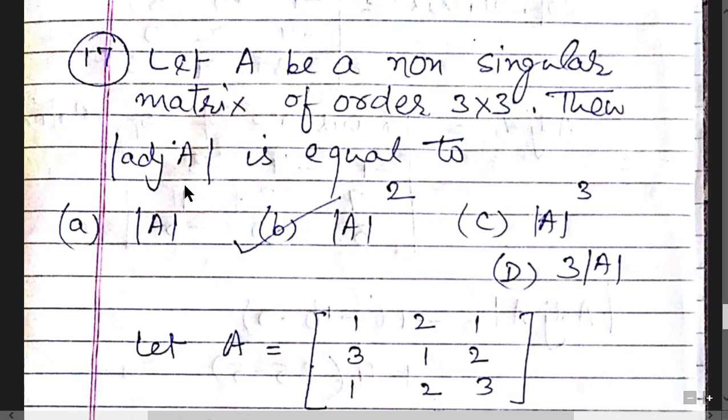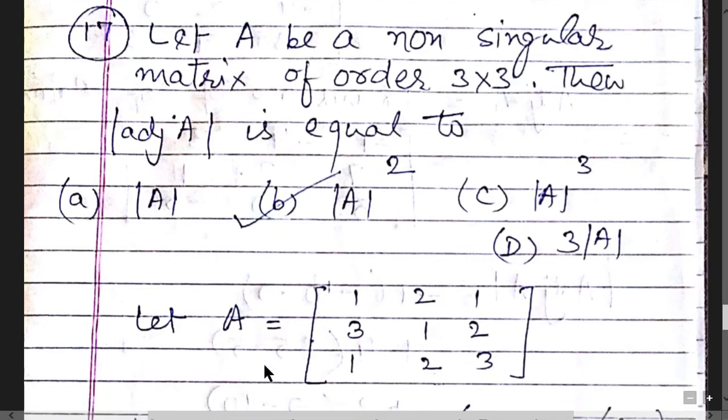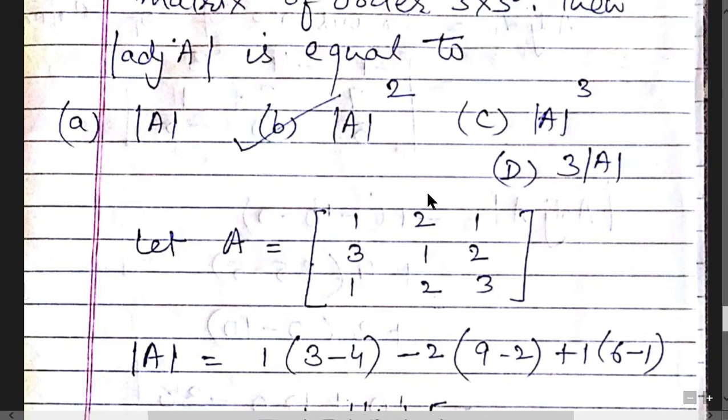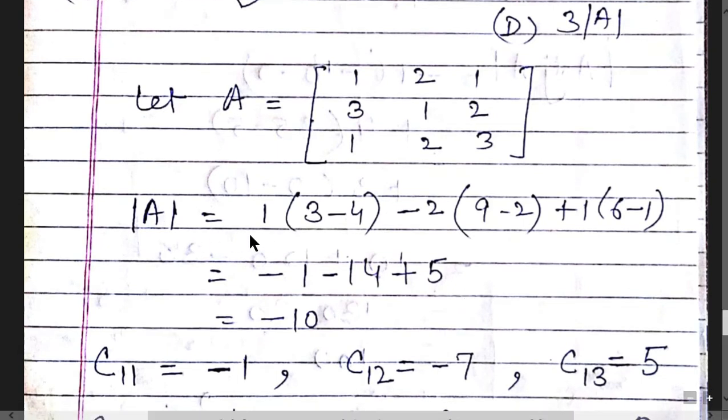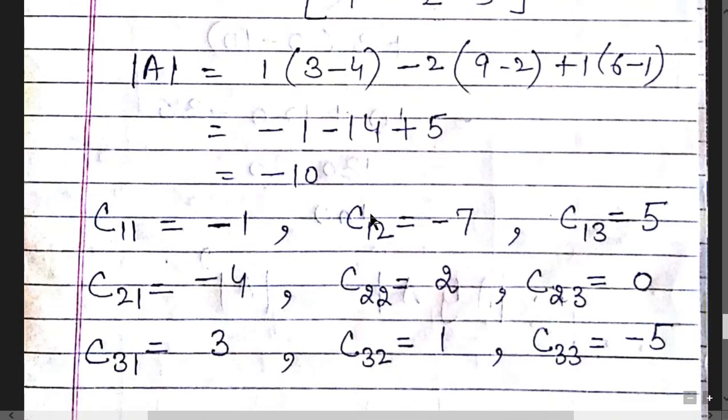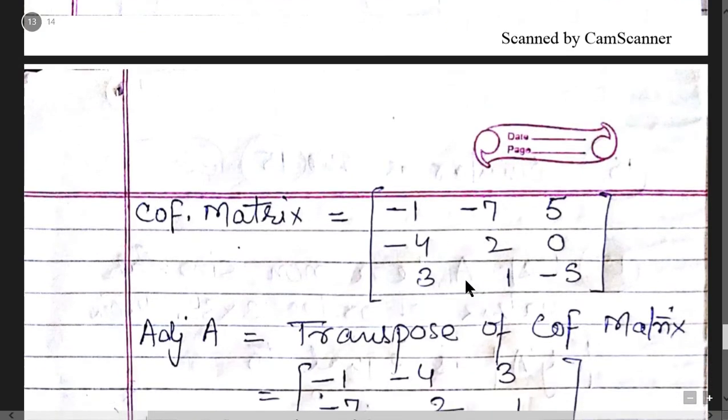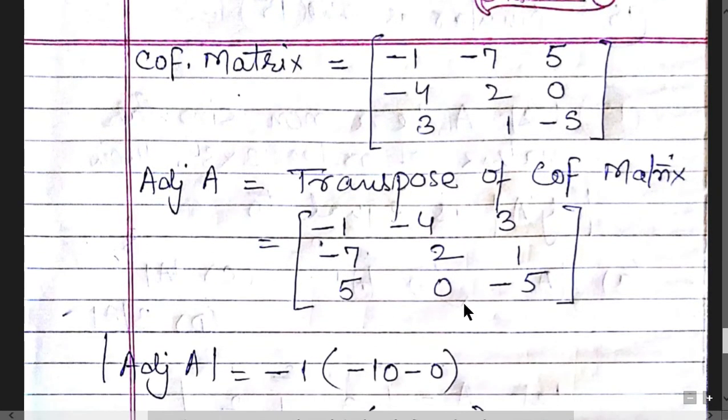Of the order 3 into 3, then adjoint of A is equal to A modulus square. Now, how do I get A modulus square? Let us calculate. Suppose I take one matrix [[1, 2, 1], [3, 1, 2], [1, 2, 3]]. Randomly, you can take any matrix in which the determinant should not be equal to 0 because it's given A is non-singular. Now calculate A determinant. Then calculate all the cofactors. Then design the cofactor matrix and adjoint A, basically the transpose of this cofactor matrix.